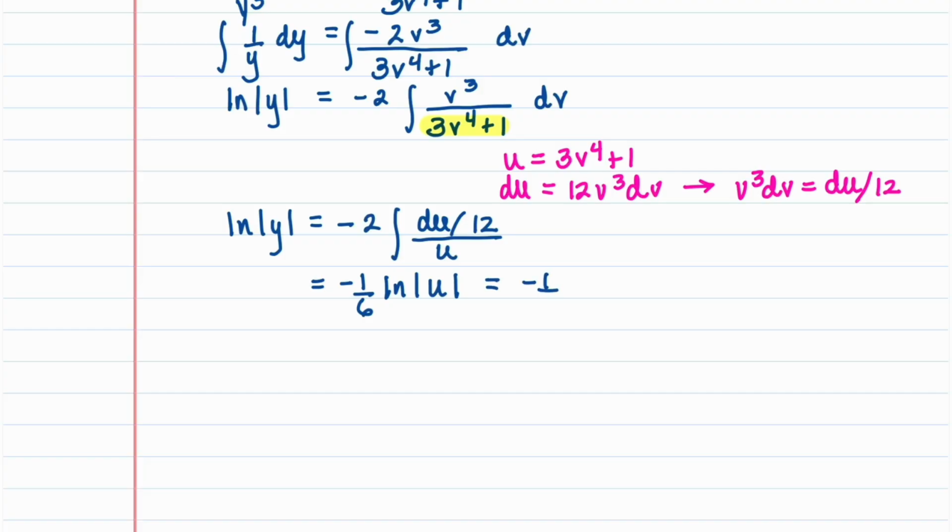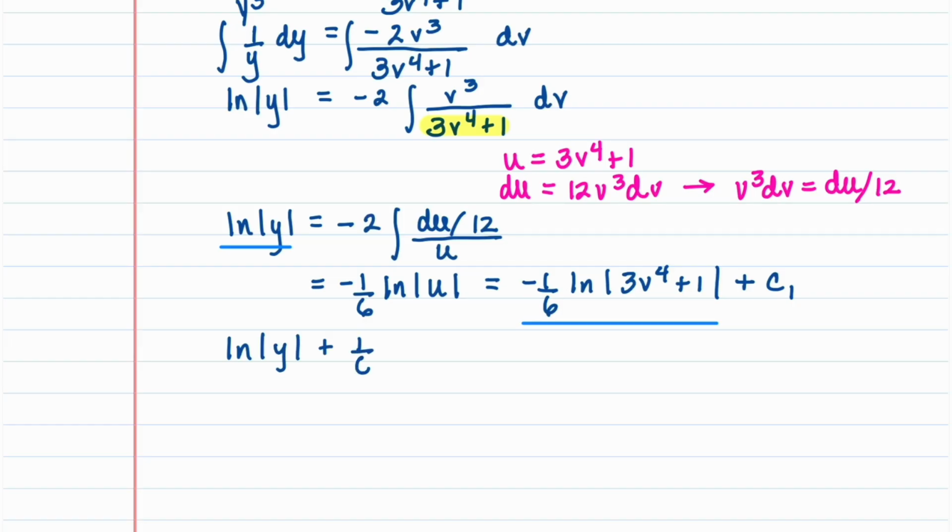And then let's plug in what our u is. Our u was 3v to the fourth plus 1. And then let's not forget to add on our arbitrary constant, and I'm going to call that c1. Let's now do some combining. We have a natural log on the left and one on the right. Let's move both of these natural logs to the left, and we get natural log absolute value y plus 1 over 6 natural log absolute value 3v to the fourth plus 1, and that is equal to c1.